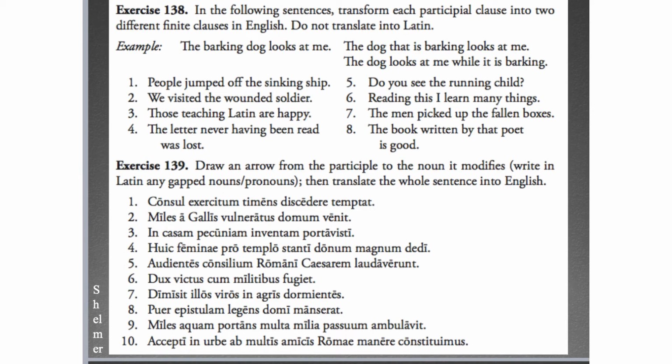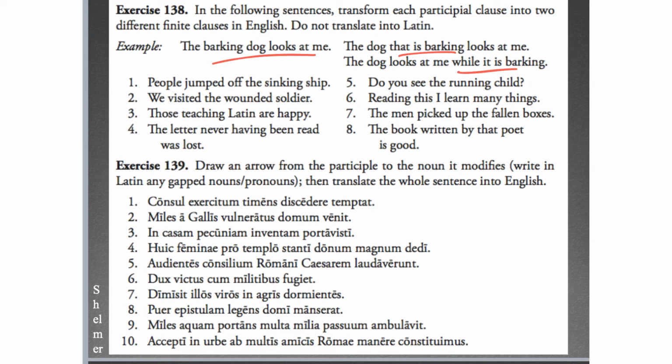All right, and these are some exercises from the book. All right, so they're good to practice. So transform each participial clause into 2 different finite clauses in English. Don't translate into Latin. So the barking dog looks at me. All right, the dog that is barking, while it is barking. So just getting you used to different ways of translating or rendering the participle.